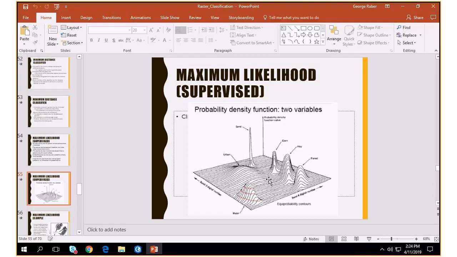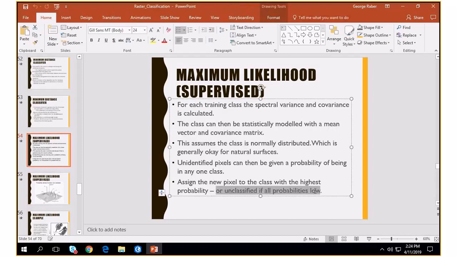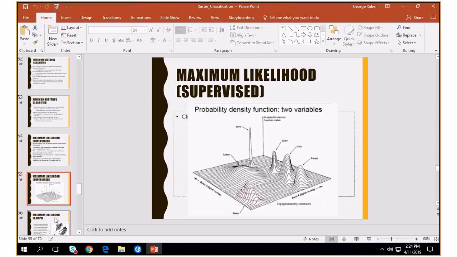Okay. You can specify a certain threshold of probability, so that the classifier specifies there's nothing there, that it's undefined. That's what this means. You can say it's unclassified if all the probabilities remain low. But typically, the idea is to come up with a class that represents every single pixel in an image.